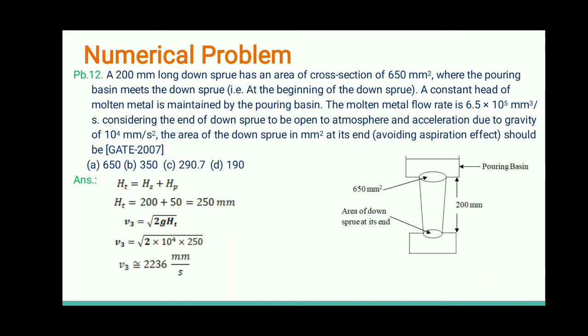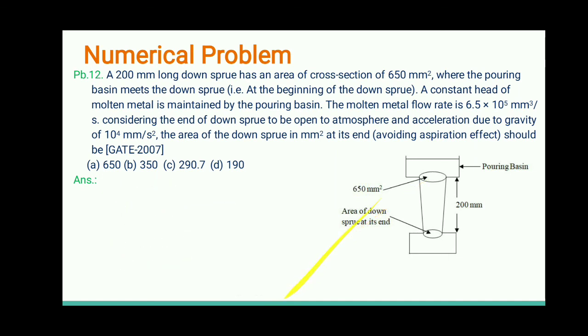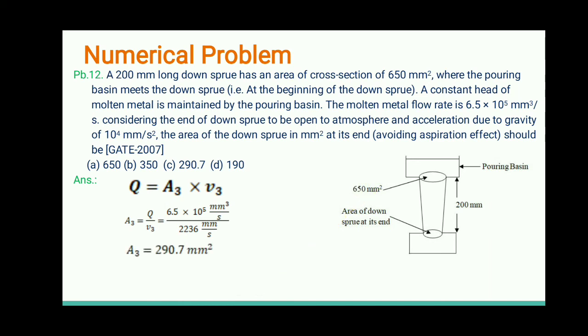Now we have calculated this V3 value. The discharge we already know, that is equal to A3 into V3. When we put this value of V3 over here, that is 2236, we get the value of A3, that is 290.7 mm square. So the answer is C.